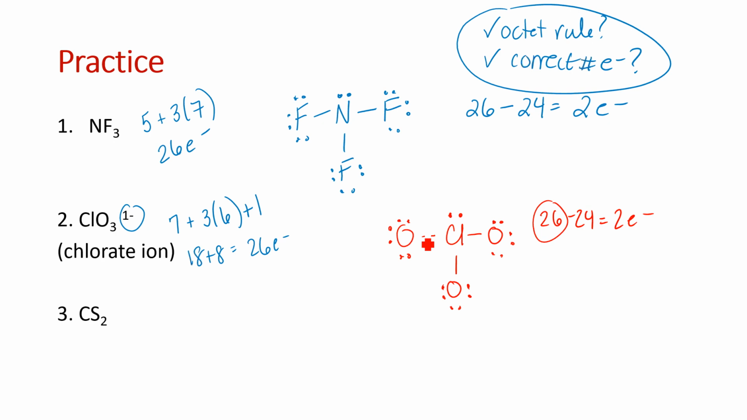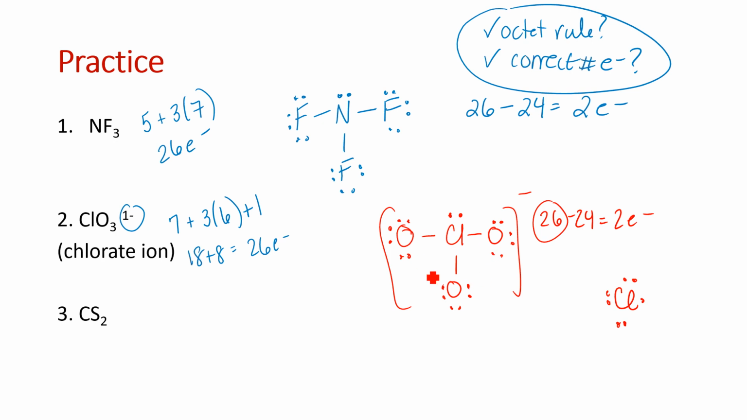What you might notice is this structure is probably a lot different from what you might expect, because if we just drew the individual Lewis dot structure for chlorine, we would only expect it to form 1 bond. And notice that in this polyatomic ion, it's actually forming 3 bonds. And each of your oxygens are forming 1 bond when we might expect them to form 2 bonds.